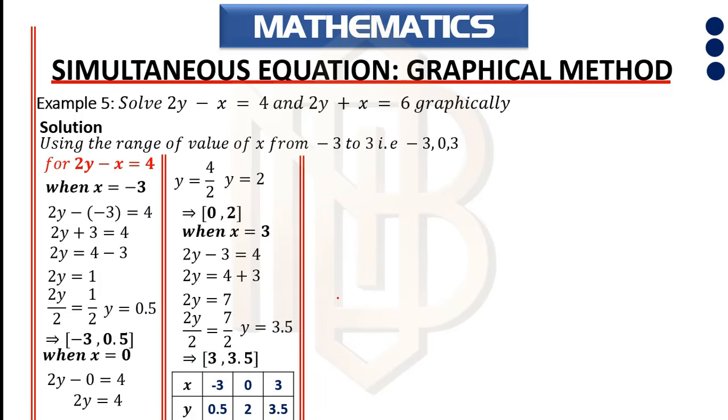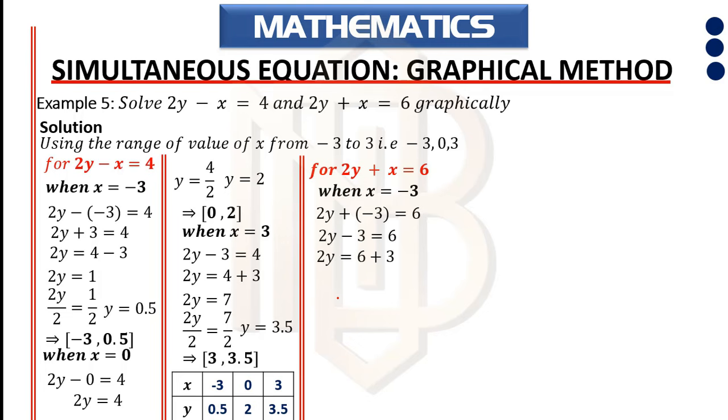So now we go for the second equation, because we're going to plot the graph for the first and the second equation. For equation 2, which is 2y plus x equals 6, when x is equal to -3, the same way, you replace x by -3 and solve the resulting equation further, and you have your value of y. y is equal to 4.5.